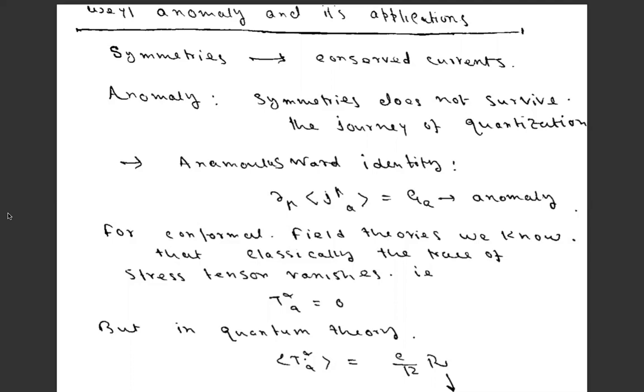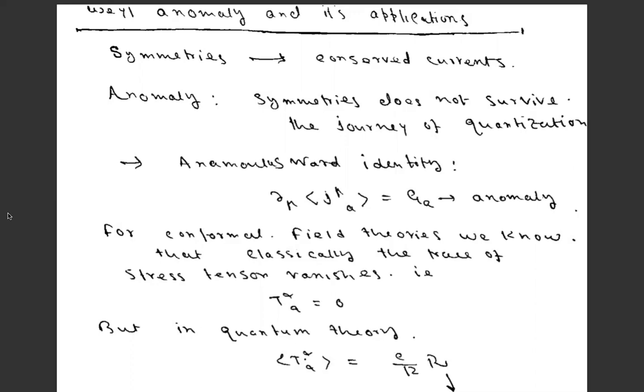are not trivially satisfied anymore. So when you have a conserved current, you will have del mu j mu a equal to 0. But sometimes it happens that this symmetry doesn't survive the journey of quantization, and you have something on the right hand side of del mu j mu a. The quantity that appears on the right hand side is called the anomaly.